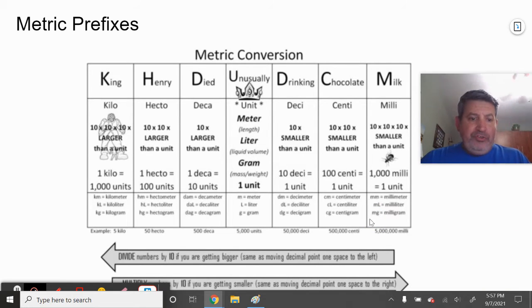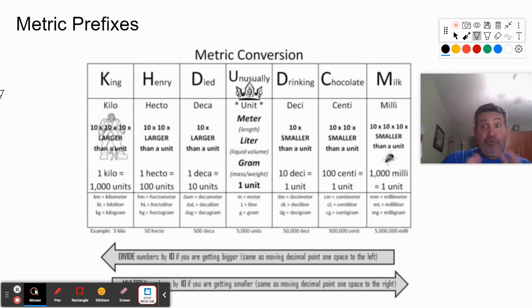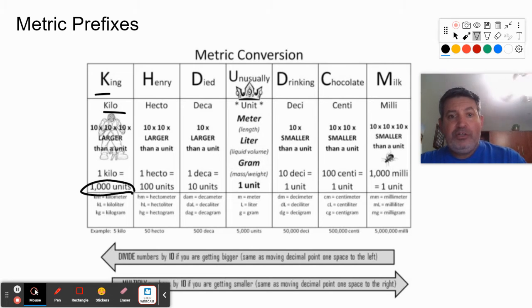So just remember, when you guys are doing this, keep in mind the King Henry thing, because that'll really help when you guys are having to remember what each thing means. So remember, the King stands for kilo. That means 1,000 times bigger than the unit. Okay. Hecto is 100 times bigger, and deca is 10 times bigger.